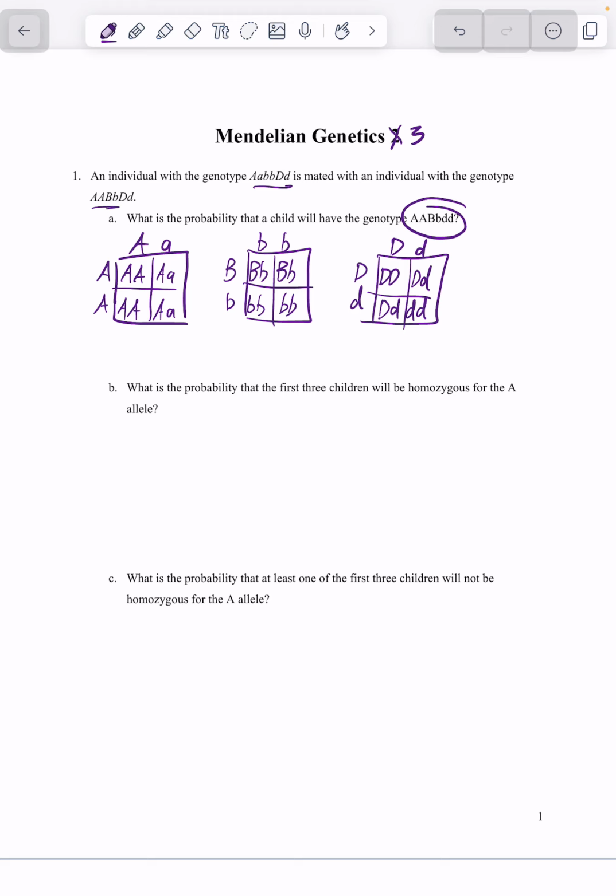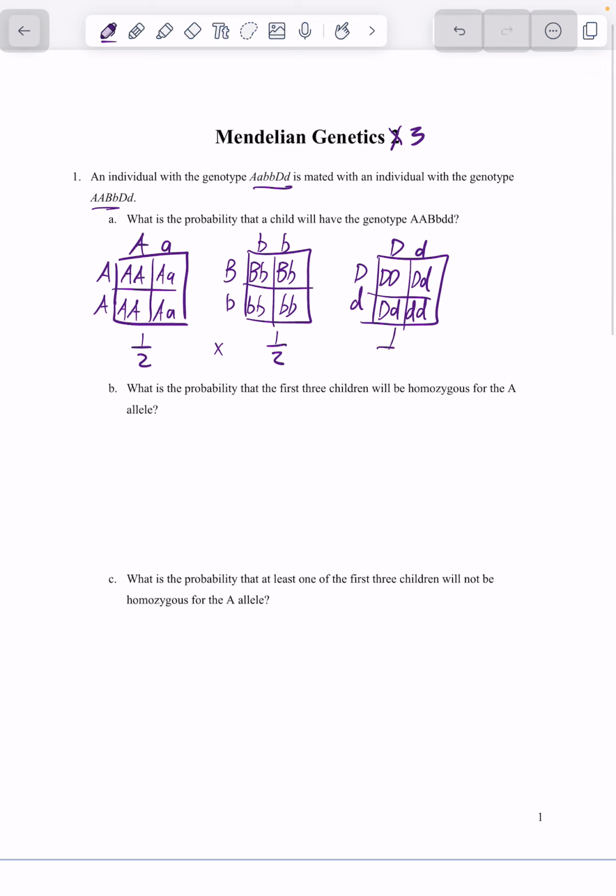All right. And now let's look at the probability for this. This is going to be 1 over 2 times 1 over 2. So this and this times 1 over 4. Should be 1 out of 16.